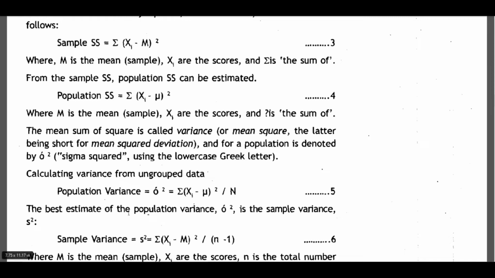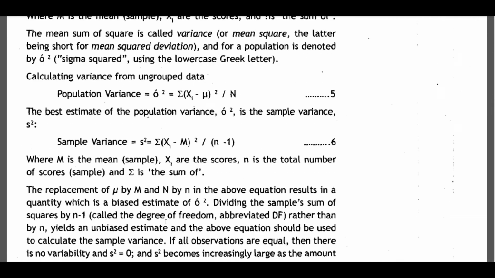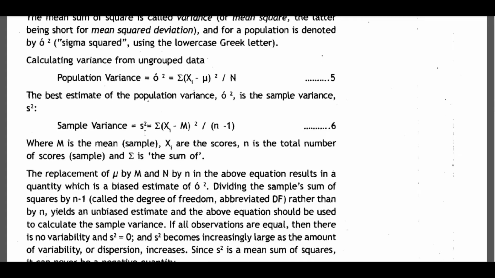divided by n. The best estimate of the population variance sigma square is the sample variance s square. Sample variance s square is equal to the sum of (xi minus m) squared divided by n minus 1, where m is the sample mean, xi is the scores, n is the total number of scores, and Σ is the sum. The replacement of mu by m, and n by n minus 1, results in a quantity which is the best estimate of sigma square.